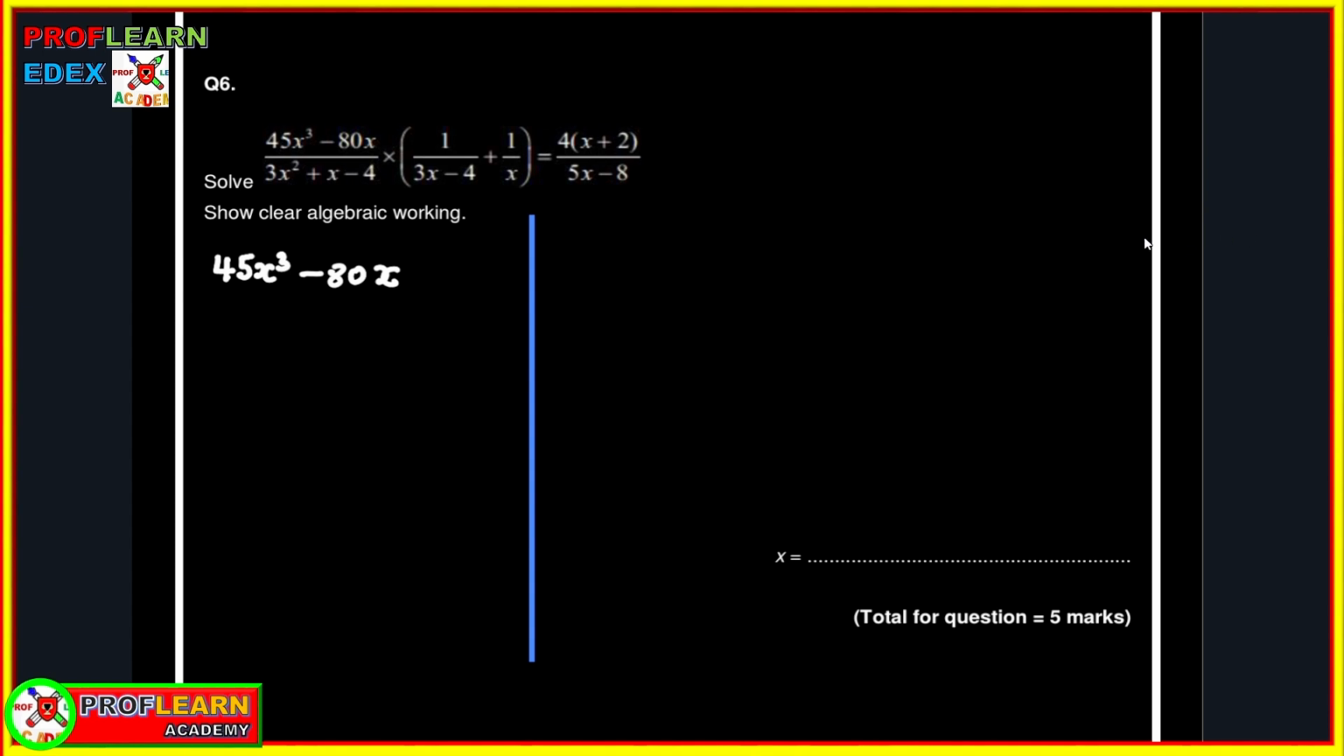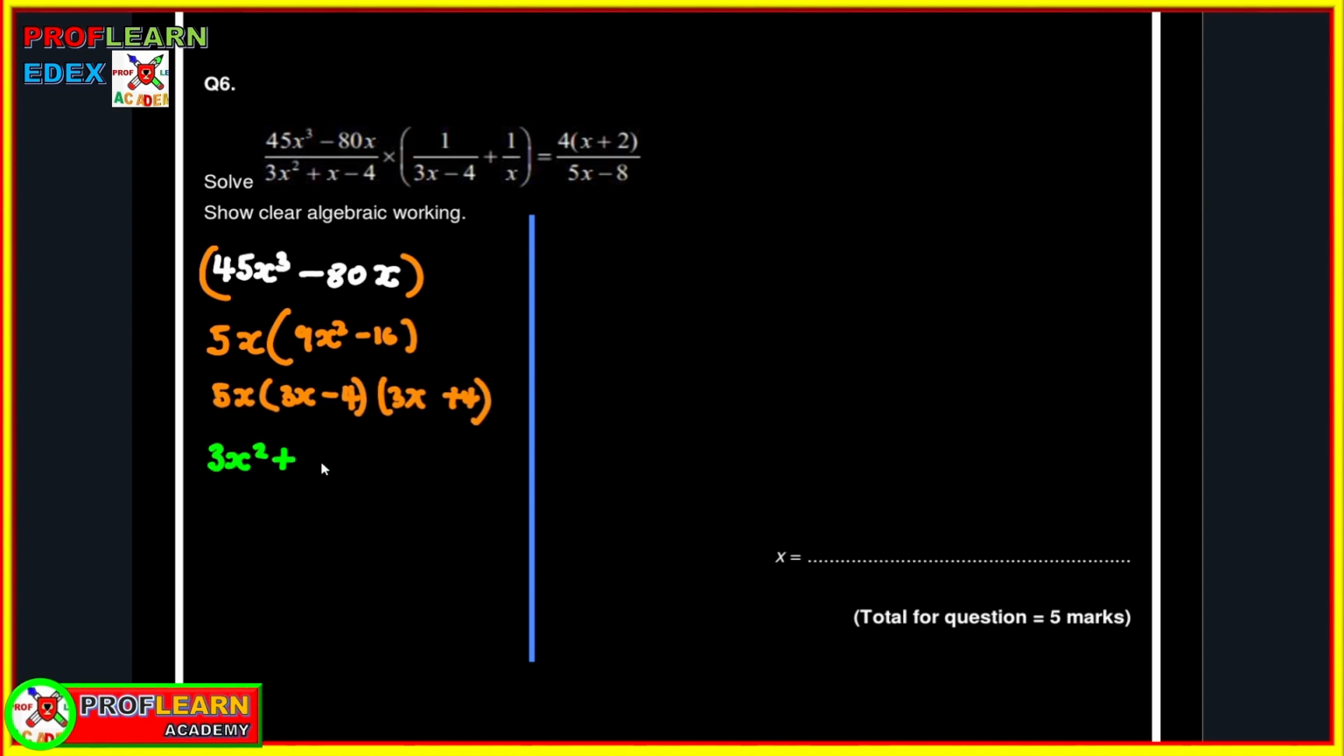Yeah, if we factor out 5x, we are going to remain with 9x squared minus 16. Then you see now inside the bracket we have 9x squared minus 16, which is a difference of two squares, and that's going to factorize to that extent. Then we go to the denominator. Also we are going to factorize this stuff that we're having here.